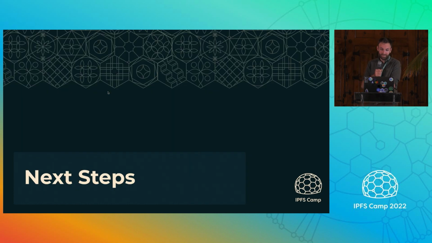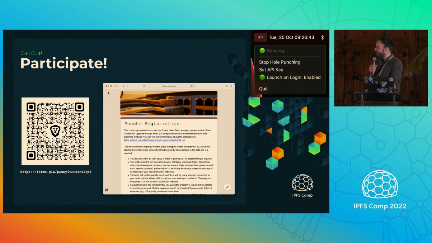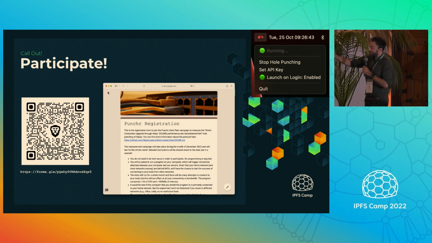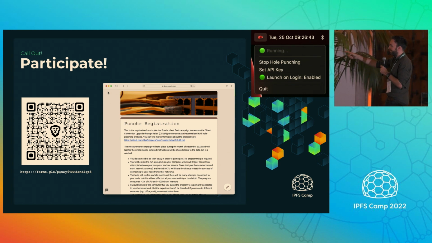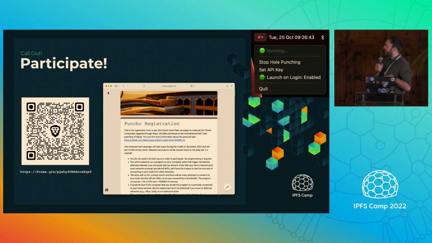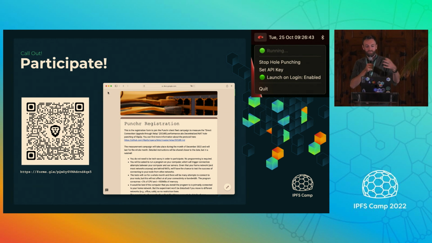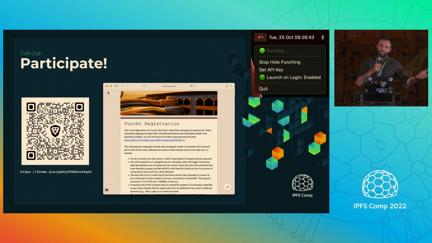The next steps would be for every one of you to sign up and run a client. So scan the QR code. If you're on a Mac, you will download a system tray icon, or a menu item at the top right-hand corner, which will just connect to our server, get a peer, and the peer will be hole punched, and then the outcome will be reported back.